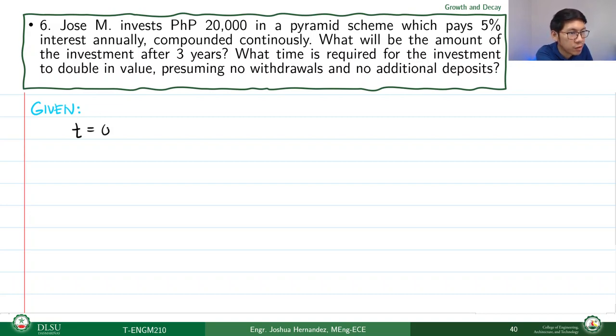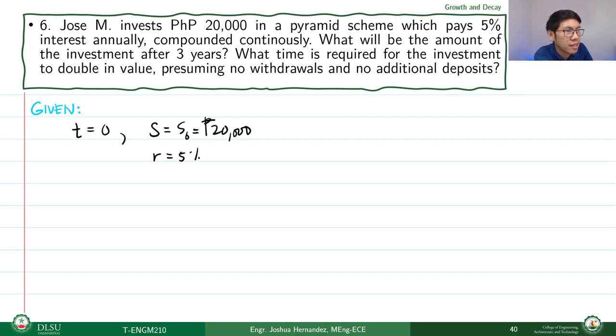So, initially, when t is equal to 0, let's say the amount S, the initial amount na nilabas na ay 20,000 pesos. Okay. Ngayon, ang sabi niya rito na nagbabayad daw ng 5% interest annually. Meron siyang interest rate na 5%. Ang tanong niya, ano daw yung magiging value ng pera niya after 3 years? When t is equal to 3, what will be the amount of his money?